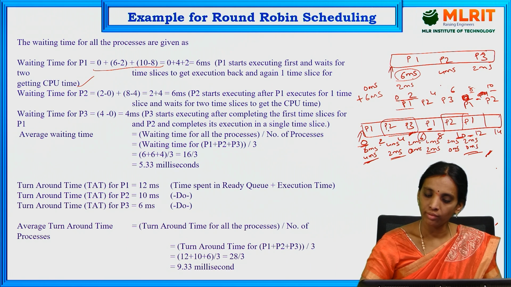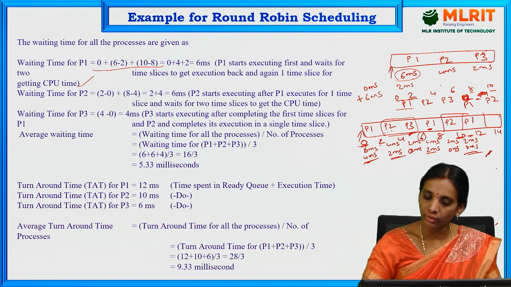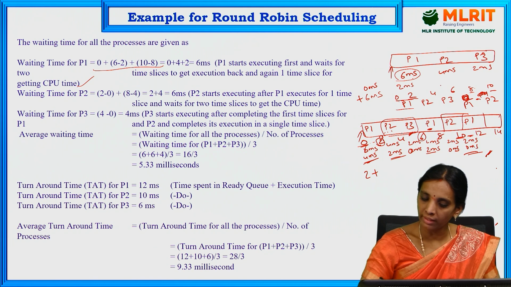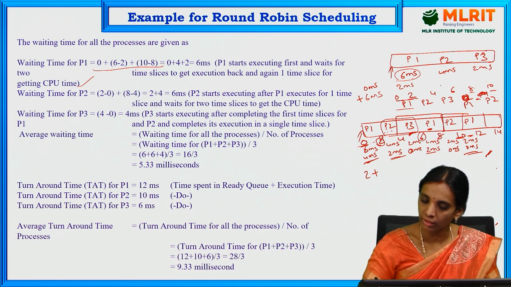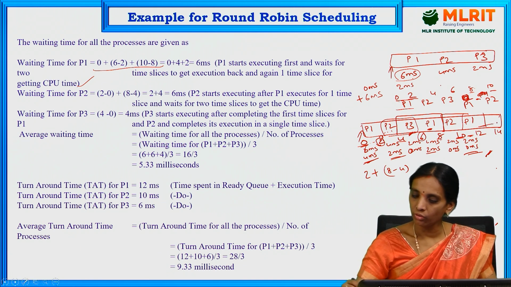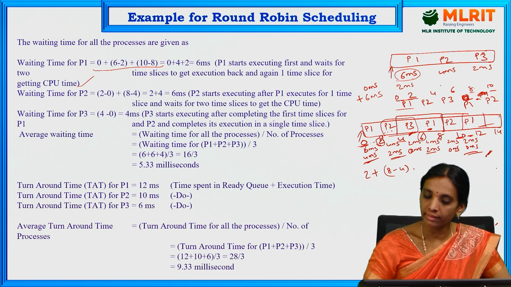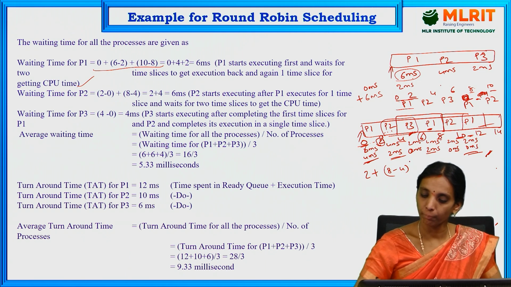So like that P2. For P2 here it waits up to the 2 milliseconds time slot of P1. Therefore it starts at 2 milliseconds. So 2 plus here it should wait from P3 to P1. So this is from 4 to 8. So that is 8 minus 4. And again, there is no other slot for P2. So therefore this is the waiting time for P2.